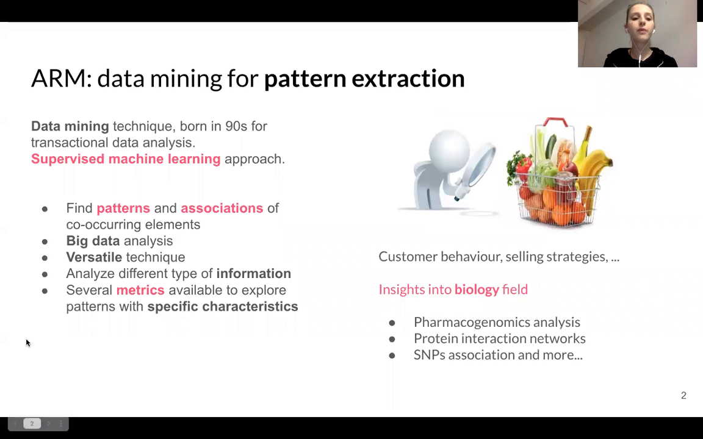So association rule mining is a data mining technique born in the 90s for transactional data analysis, to predict customer behavior and ameliorate selling strategies. The goal of this technique is to find patterns and associations between co-occurring elements. It is a really versatile technique that can analyze very different types of information, and we also have several metrics to explore patterns with specific characteristics.